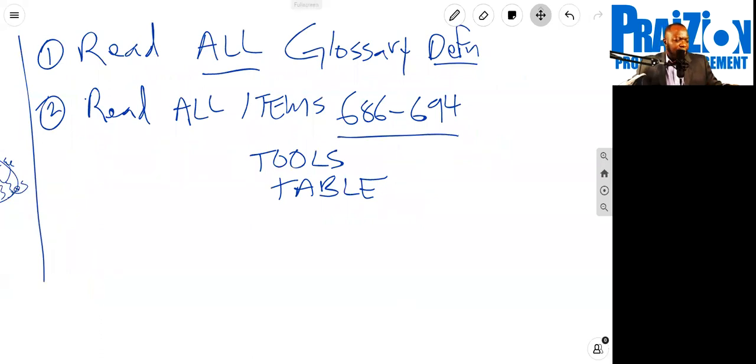All right. And then number 2 is read all the items on pages 686 to 694. If you follow me to page 686 really quick, you can see for every one of these tools and techniques, a number has been given in bold. That is the page where that item is discussed in greatest level of detail, or where it is tackled first or most legitimately. So if I were you, I would go to those bold places.